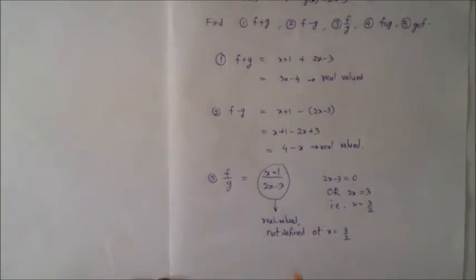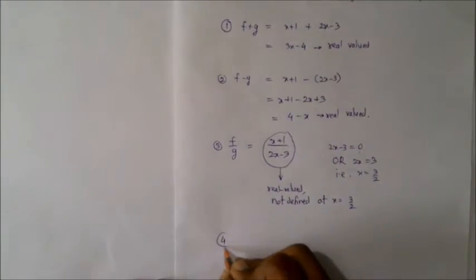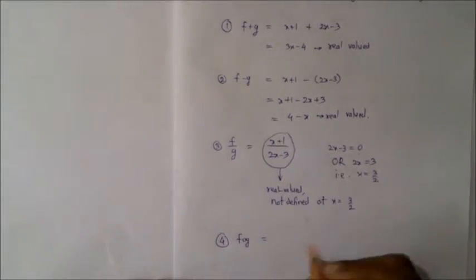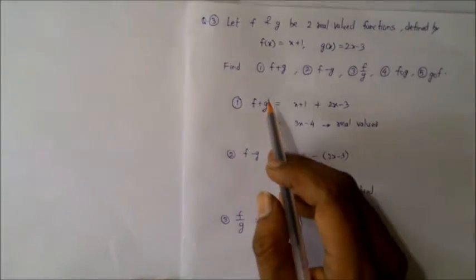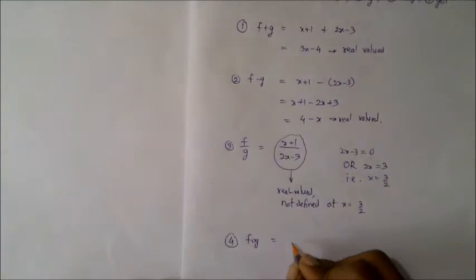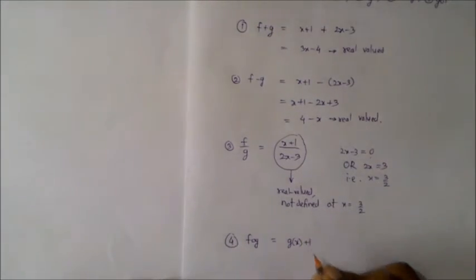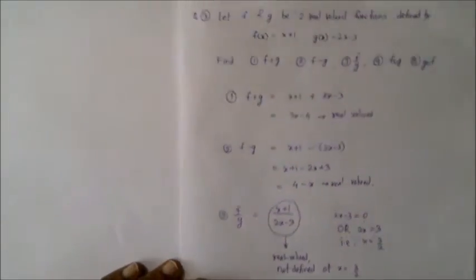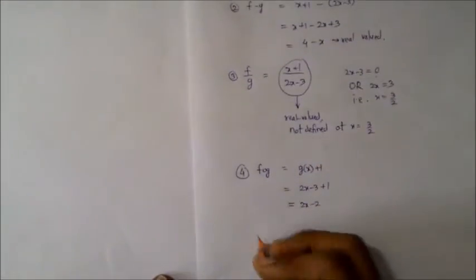Fourth one, f of g. So by definition of composite function, f of g will be g of x plus 1. So it will be g of x plus 1, or g of x is 2x minus 3. So 2x minus 3 plus 1 will be 2x minus 2.